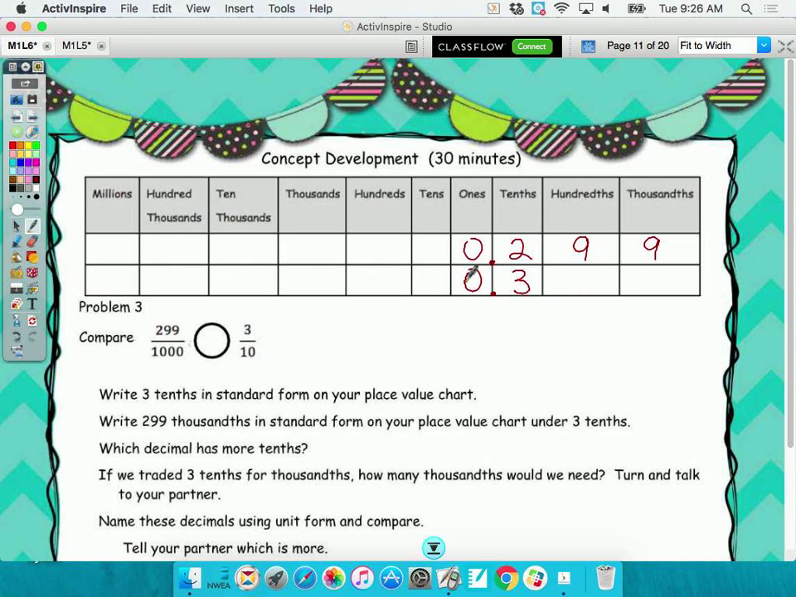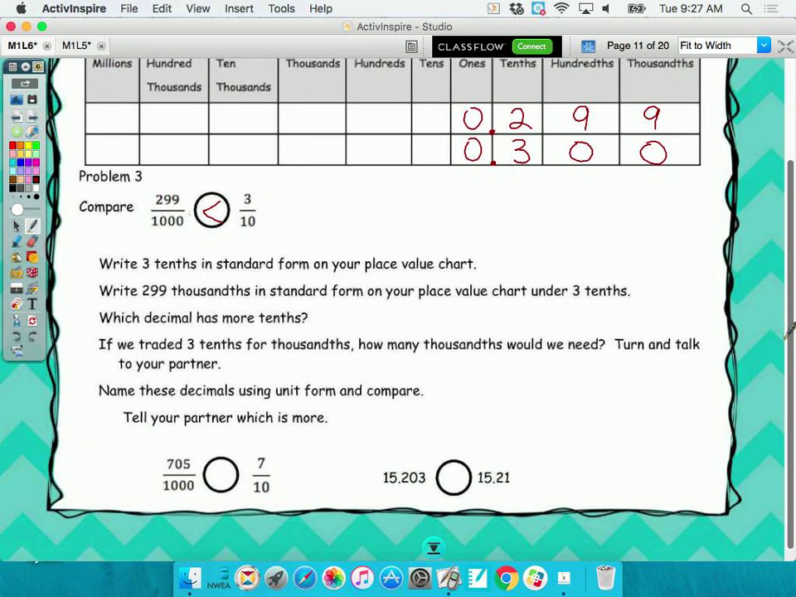And this is where it begins to get interesting, because a lot of children would look at this and pick 299 thousandths because it looks larger. But when I go over to the place value chart and fill in with zeros, which is larger, 299 thousandths or 300 thousandths? 300 thousandths. So 3/10 is larger than 299 thousandths. That's the reason for the place value chart. We've got a couple more at the bottom of this box, and then we'll be ready for the problem set.